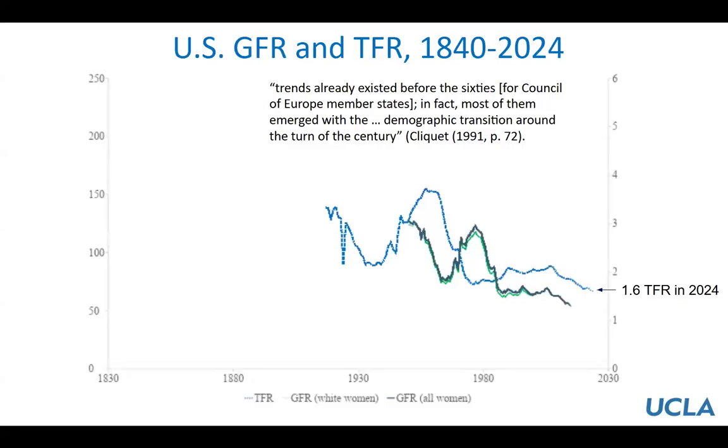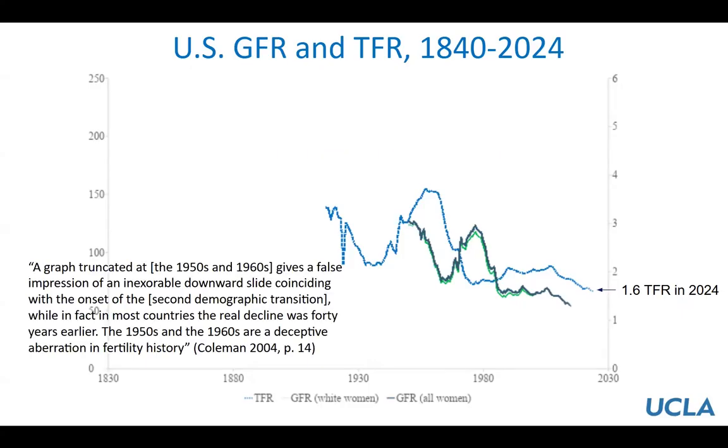But to be clear, there are all sorts of critiques of this particular point of view. Again, we're just going to ignore this part in the middle. A number of these trends already existed before the 1960s. And so in most of the European member states, in fact, most of them emerged with the demographic transition in Europe, which happened later than in the United States around the turn of the 20th century. Others have claimed that if you just cut off any graph, right, at the height of the baby boom, it looks like the entire world has changed. When in fact, you know, the baby boom is an aberration of demographic history.